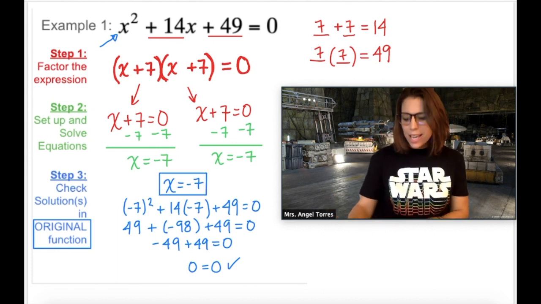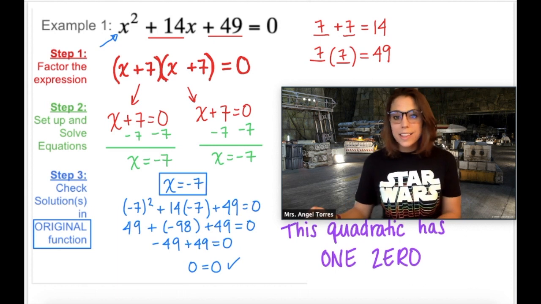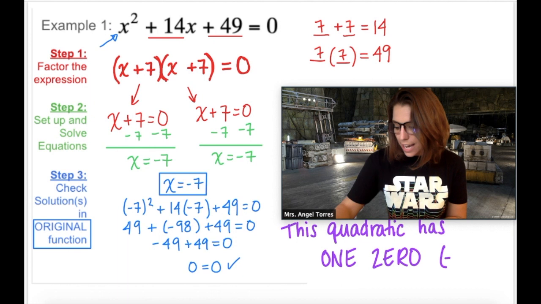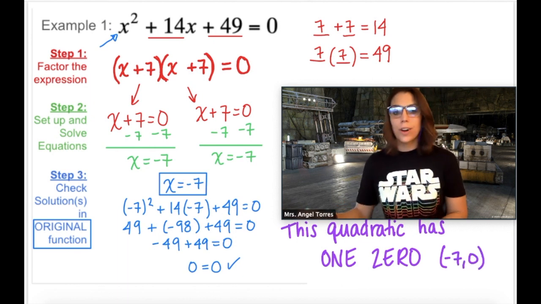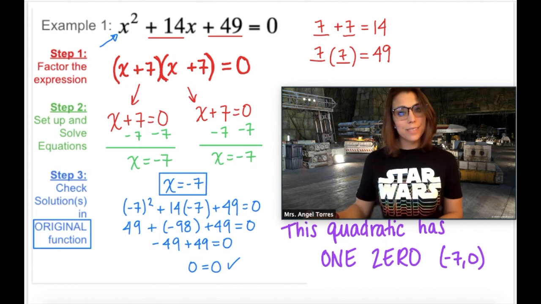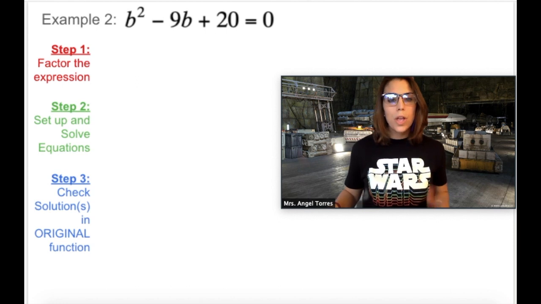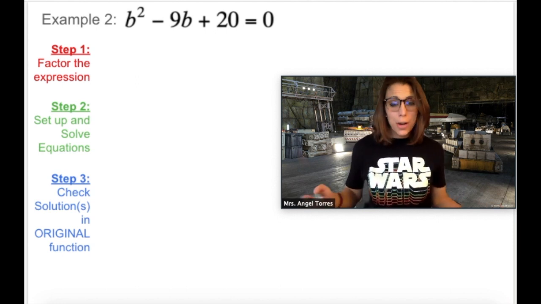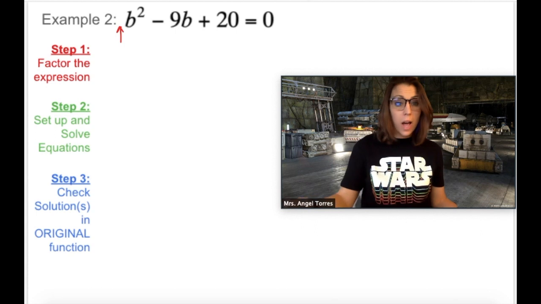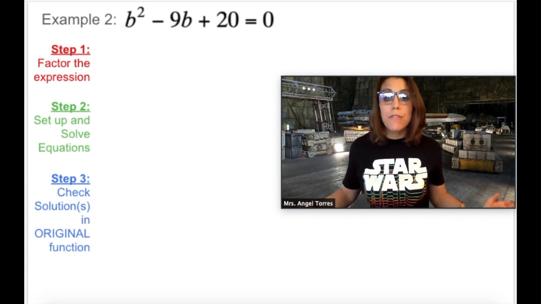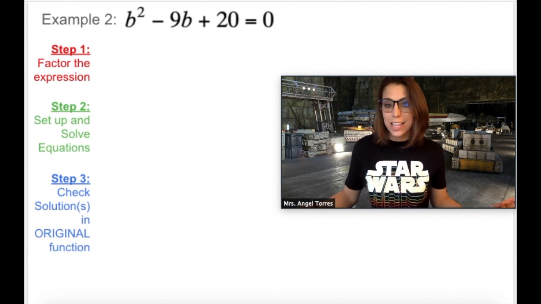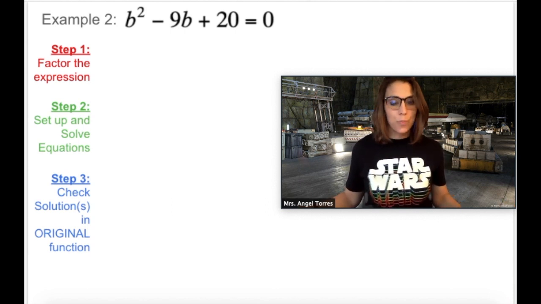So what does that mean? This means that the quadratic has one 0, and that only 0 is at -7, 0. In this case, the vertex and the 0 are the exact same point. All right, on to example 2. Right off the bat I see it is a trinomial with a leading coefficient of 1, which again means that we're going to factor this using P's and Q's. So go ahead and try factoring this into intercept form now.